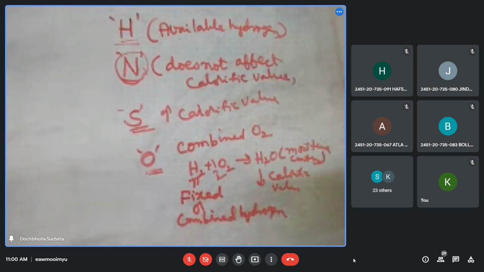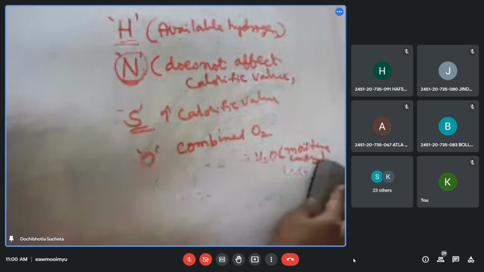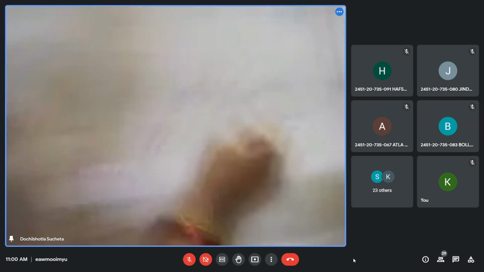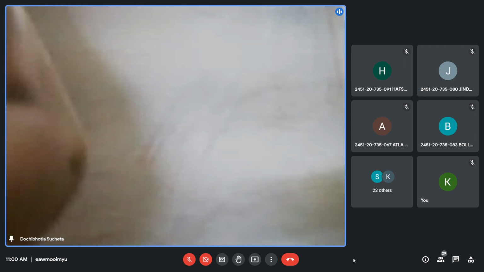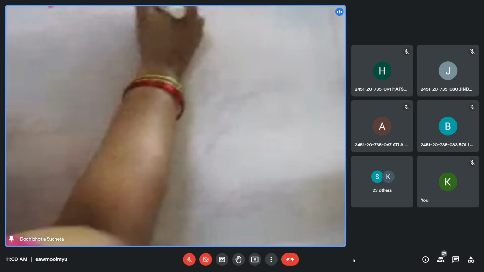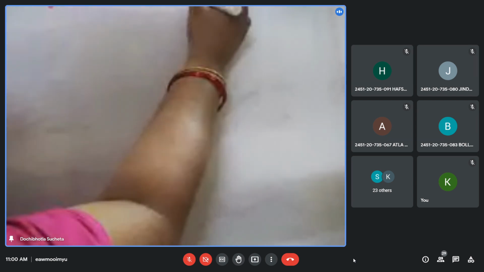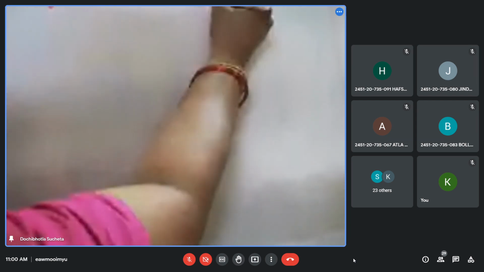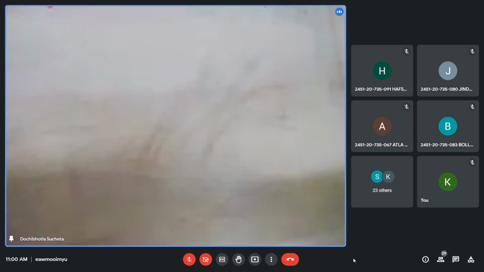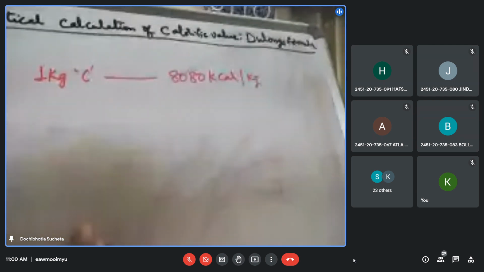Now, after understanding this, what they did was they burnt, as I told you, 1 kg of carbon. On combustion of 1 kg carbon, how much heat energy did they get? 8080 kilocals per kg of carbon heat energy. This is HCV. You need not write this; it is for your know-how.